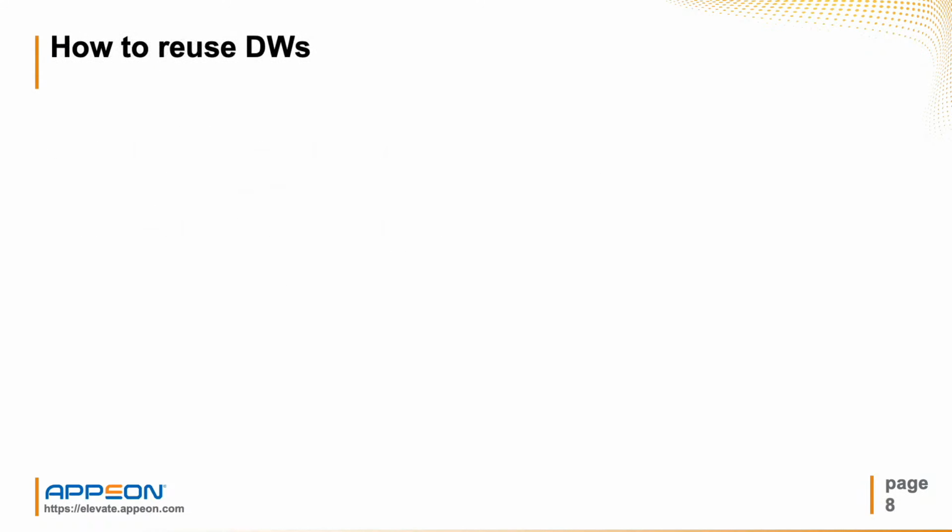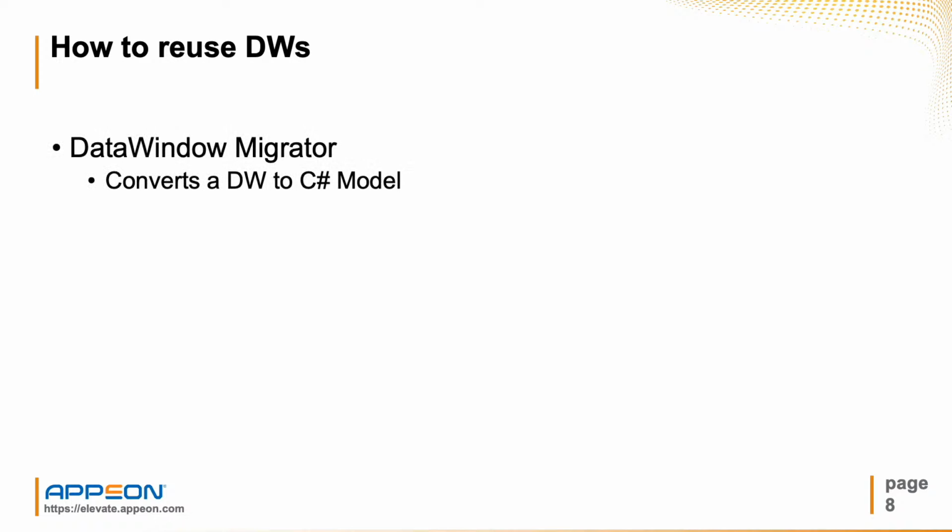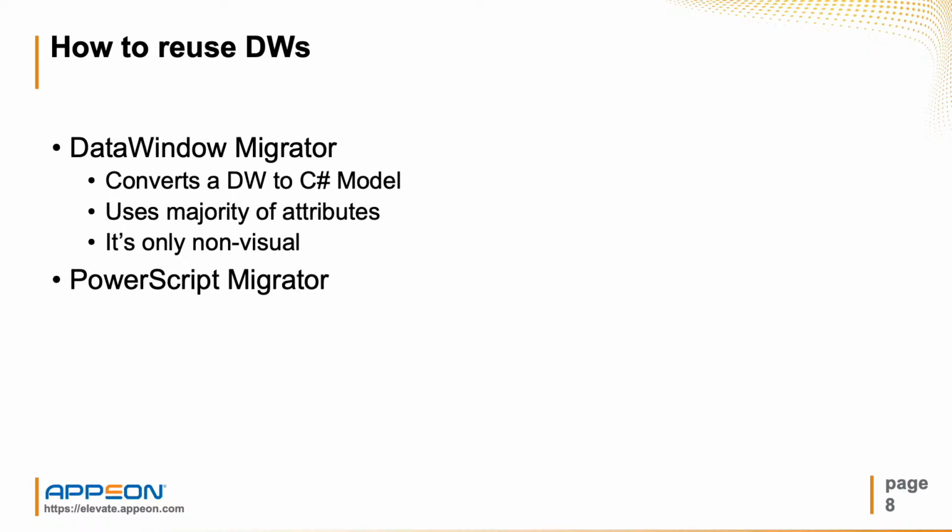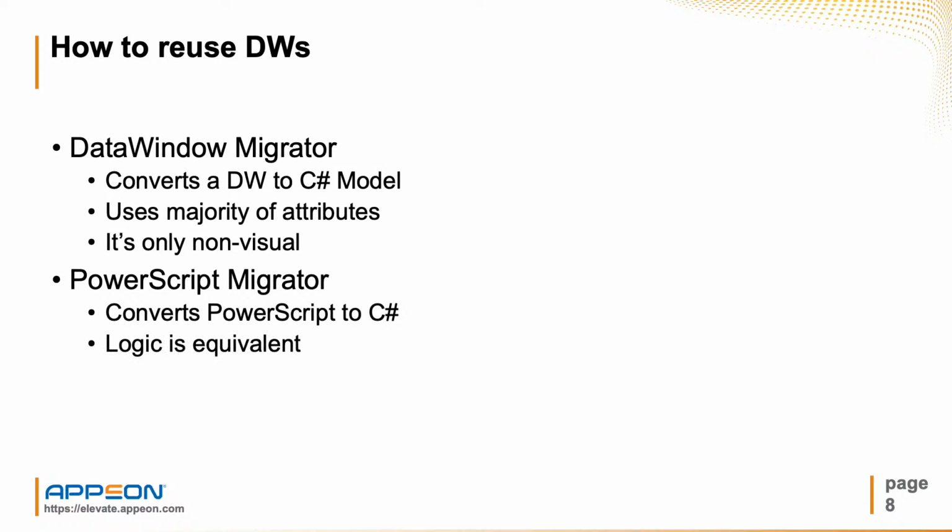As we said, we have thousands of DataWindows. Which tools does SnapDevelop have to help us? The DataWindow Migrator converts DataWindows to C# models, uses the most important attributes using the SRD, and this is perfect for non-visual use. The PowerScript Migrator converts PowerScript to C# and can be used both for learning and for conversion. The converted logic is equivalent and can be adjusted or taken as suggested. It is only for non-visual logic. Visual logic stays in the UI.